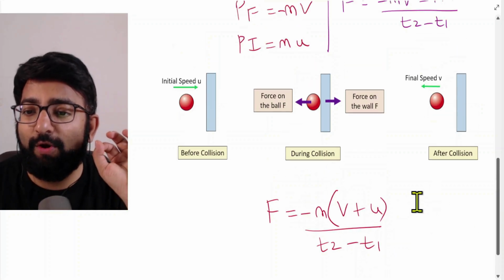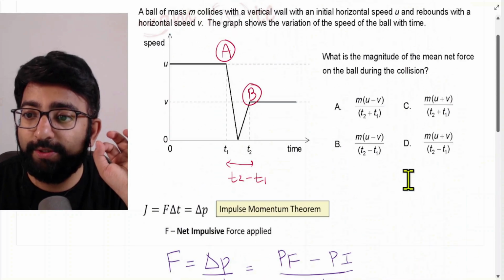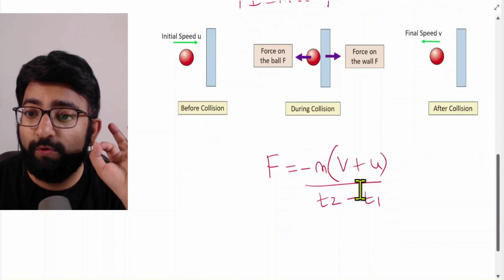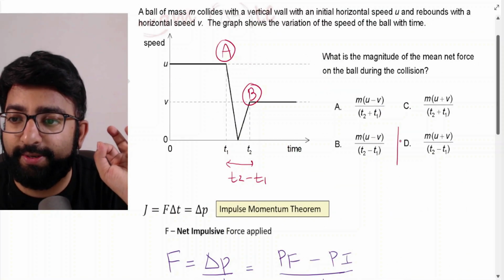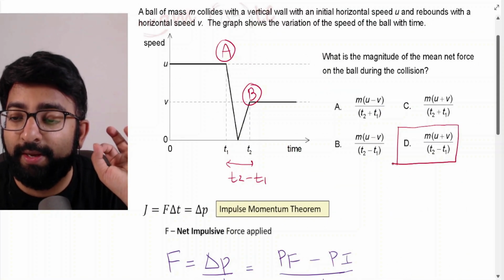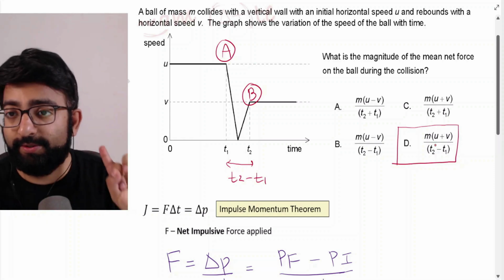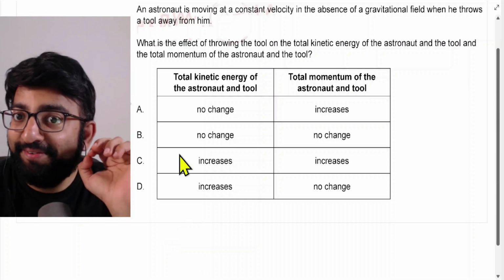And now let us look at the options. So m times (u plus v) divided by T2 minus T1. So we can ignore the minus sign. So the answer is actually option D: m times (u plus v) divided by T2 minus T1. So this is a very interesting question.